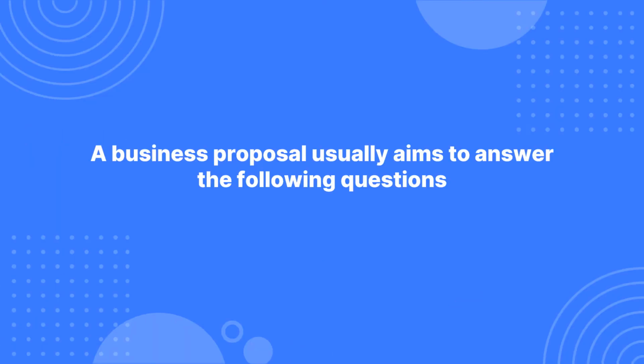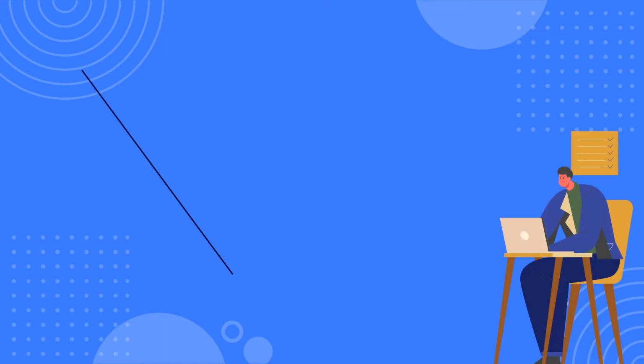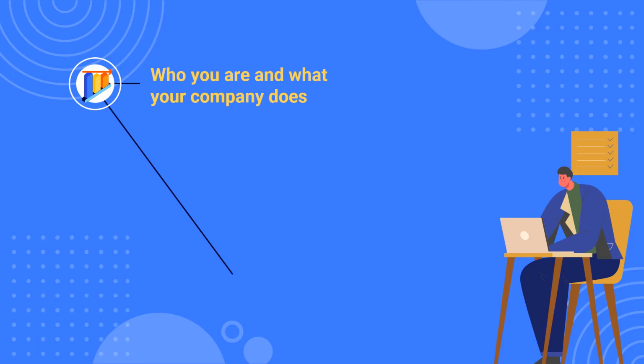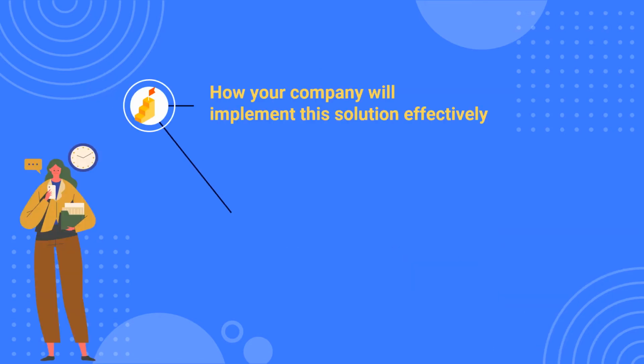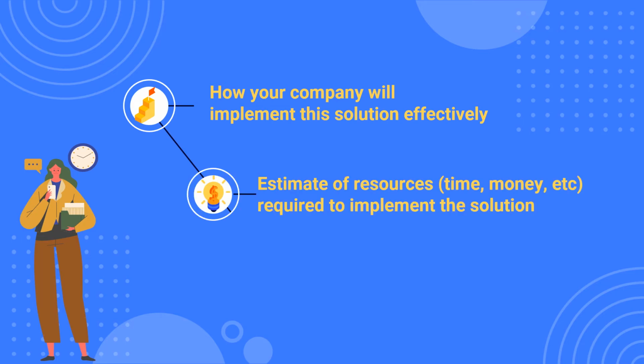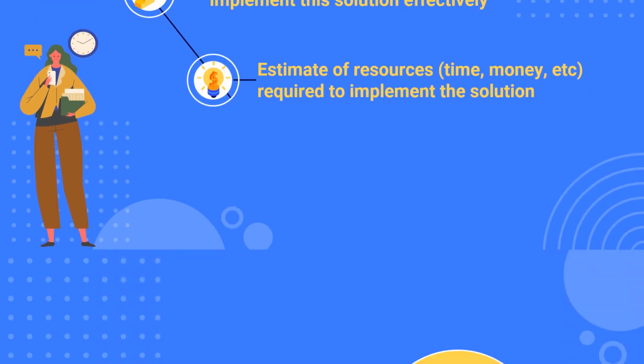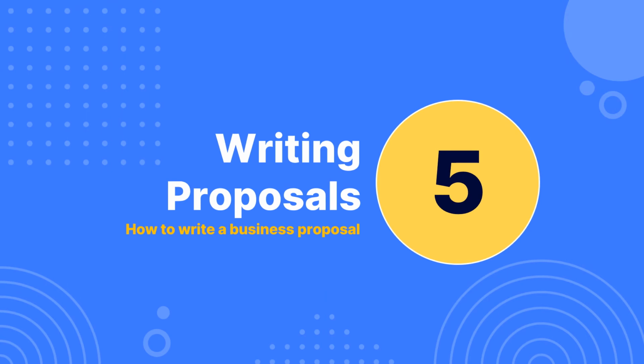A business proposal usually aims to answer the following questions: who you are and what your company does, what solution your company offers to alleviate the problem your buyer faces, how your company will implement this solution effectively, and an estimate of resources, time, money, etc. required to implement the solution. Topic 5 will be about how to write a business proposal.